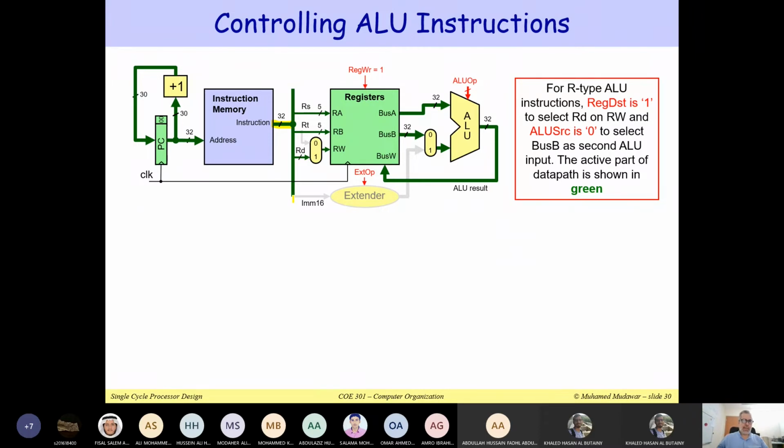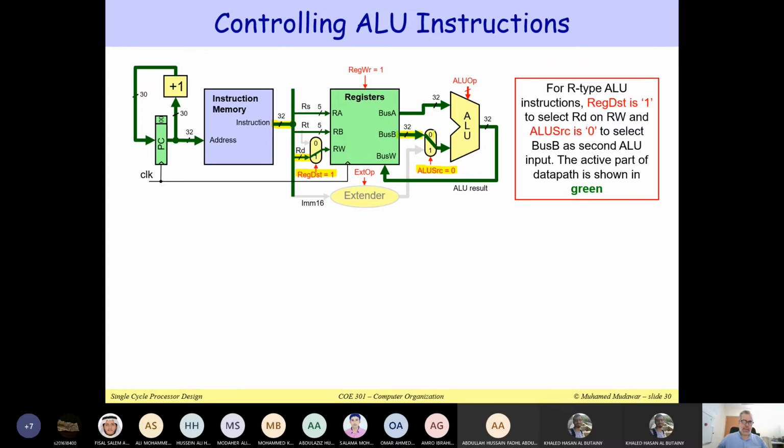Now, if it turns out that this instruction is an R type ALU instruction, then my destination is RD. So we have to select here the register destination to be equal to 1. So this is how we control. We specify this control signal equal to 1, and therefore my destination register is RD. Now there is no immediate here in the case of the R type. So therefore what we have to do is that we have to select ALU source to be equal to 0. So this will be the value on bus B, that will be the second ALU input.